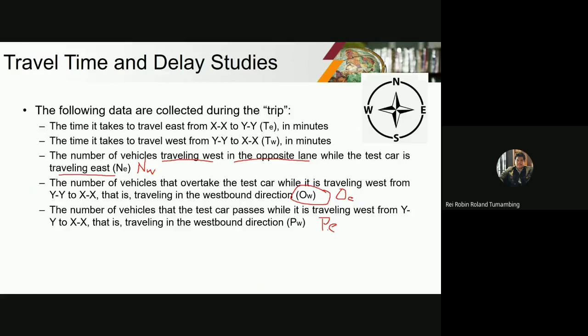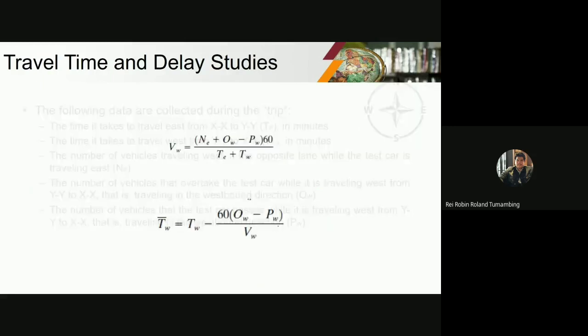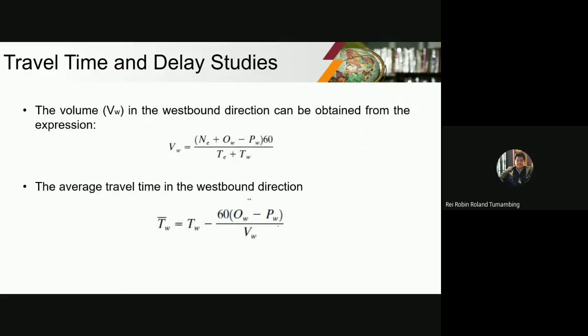When a vehicle overtakes you, meaning it passes you, that is OW. When you are the one passing, that is PW. And we have our working equations here for the volume. Of course, for VE, the sign conventions are simply reversed. Same here for the average travel time. You don't simply average the travel time, so you have to compute it. So, here are our working equations.